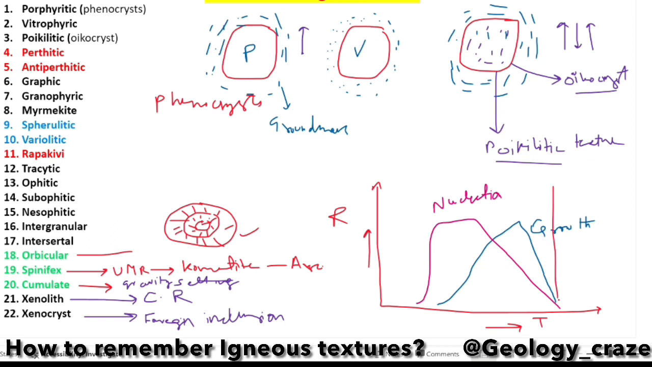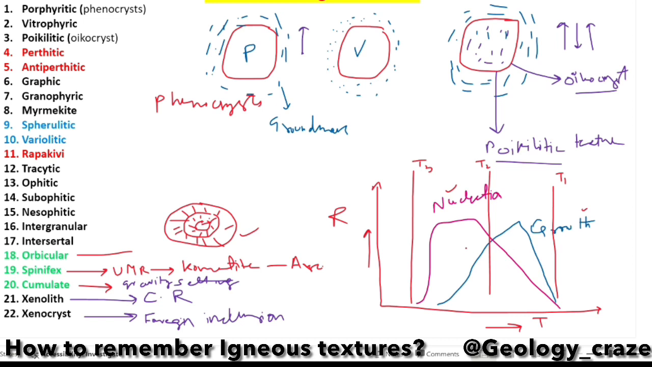Suppose these are the three conditions: T1, T2, T3. If the magma comes directly on the surface, its temperature is going down and its rate of cooling is also going down. It means sudden cooling took place, and if sudden cooling took place, no nucleation and no growth of the crystal will take place. An obsidian-like rock will develop. It is glassy in nature.